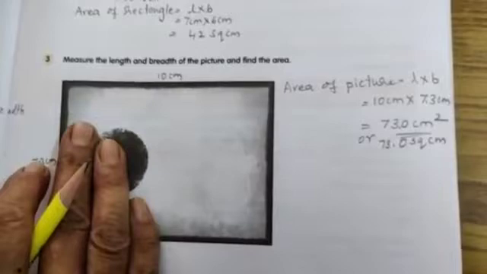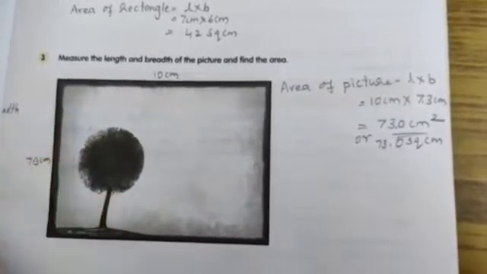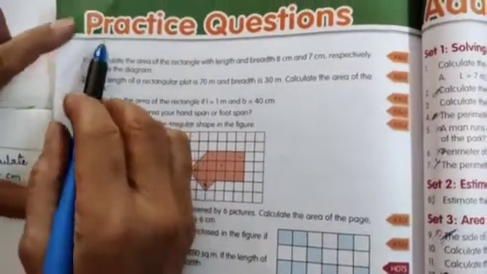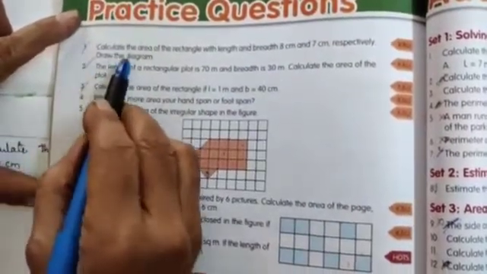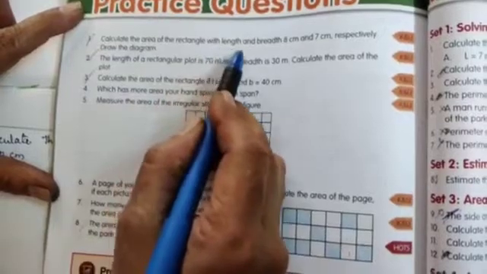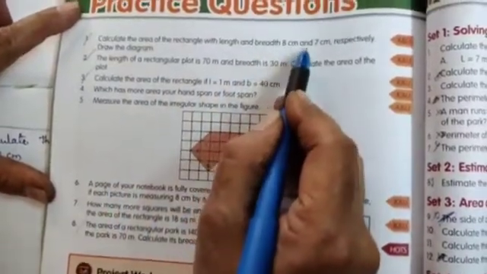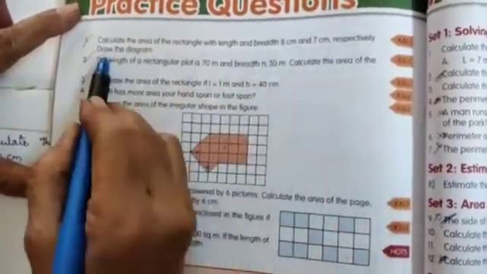Now open your reader, we will do practice questions. First question, calculate the area of rectangle with length and breadth 8 cm and 7 cm respectively. Draw the diagram. Okay.